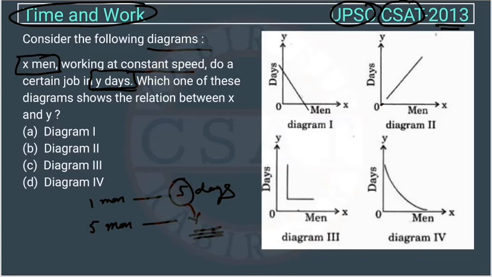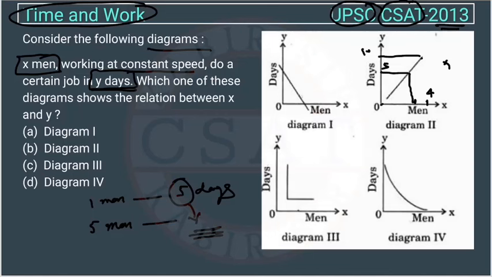Suppose here the number of men is 2, and the number of days he is taking, just assume, is 5 days. Now the men got increased. Now 4 men are working on it, and it is taking how many days? It will be more, 10 here. So this is wrong because the number of days should reduce, right? So they are inversely proportional, right?